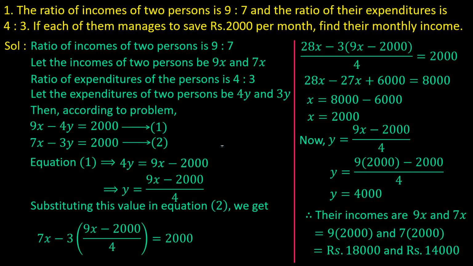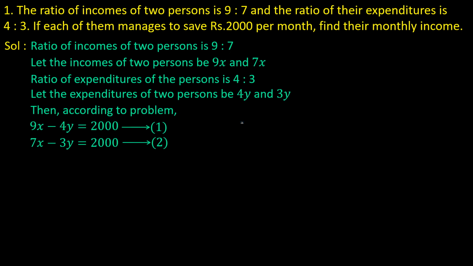And now let us solve this problem in the elimination method. In the elimination method, we make the coefficients of either of the variables x and y equal. So if we want to make the coefficients of x equal, then their coefficients must be the LCM of 9 and 7, that is 63. And to get 63, we have to multiply equation 1 by 7, and to get 63 in the second equation, we have to multiply equation 2 by 9.